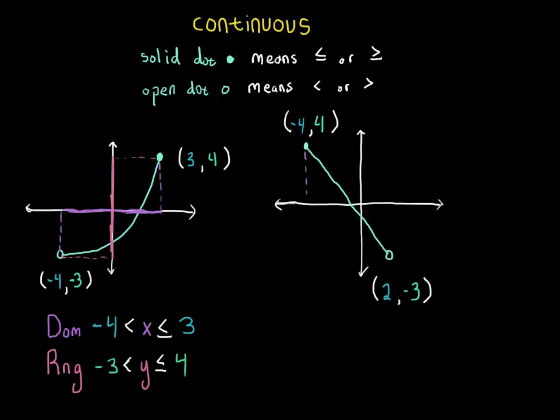In the example on the right, the domain stretches from -4 to +2, but does not include +2. So we write -4 is less than or equal to x, which is strictly less than 2.